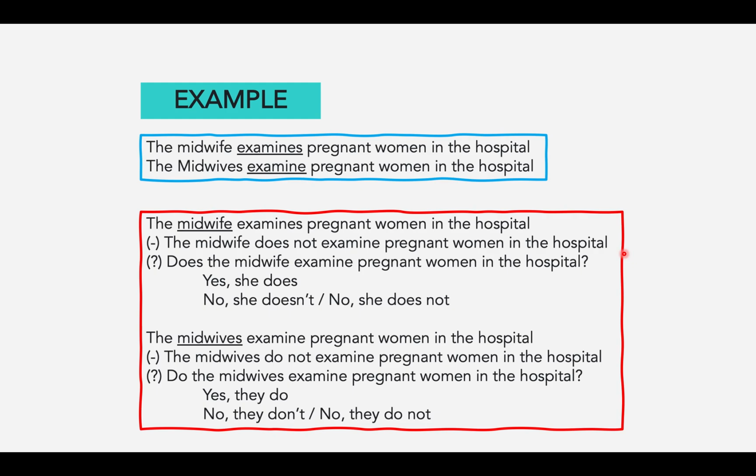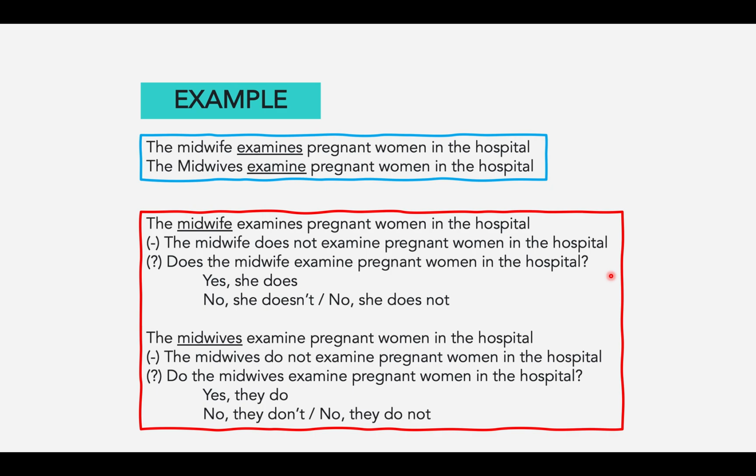What about the interrogative sentence? Just put does in front of the subject, and you eliminate the not, because this is interrogative, not negative. So we don't need to put not in the interrogative sentence. So the sentence is, does the midwife examine pregnant woman in the hospital? And this is a type of yes-no question.